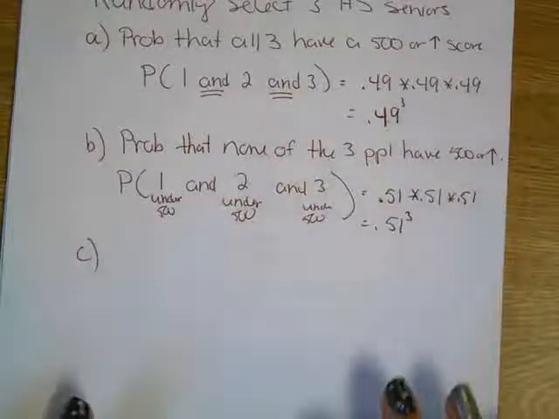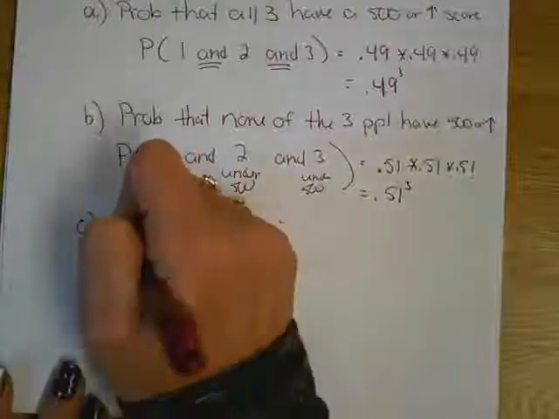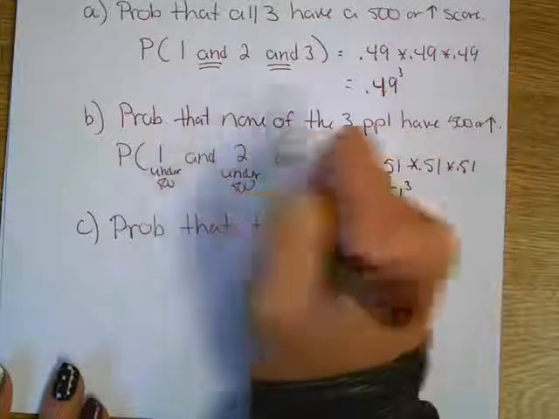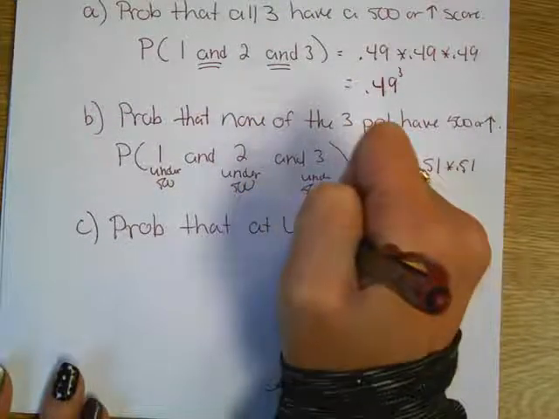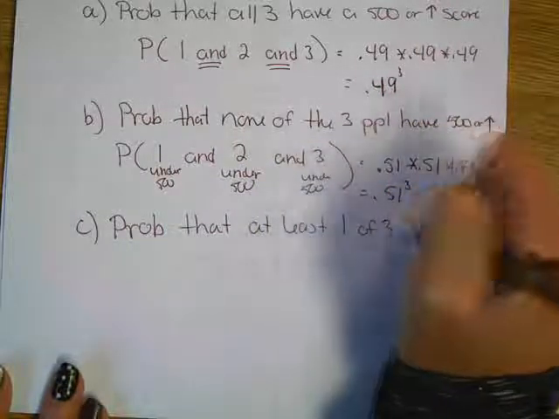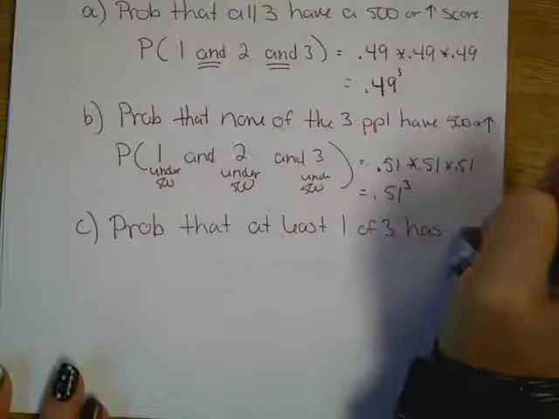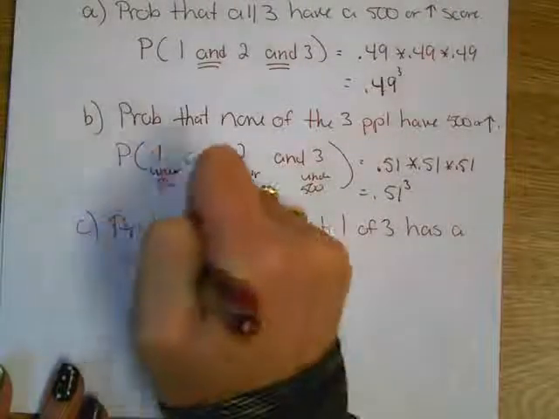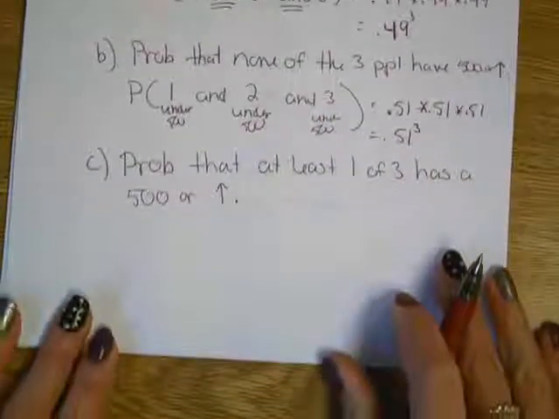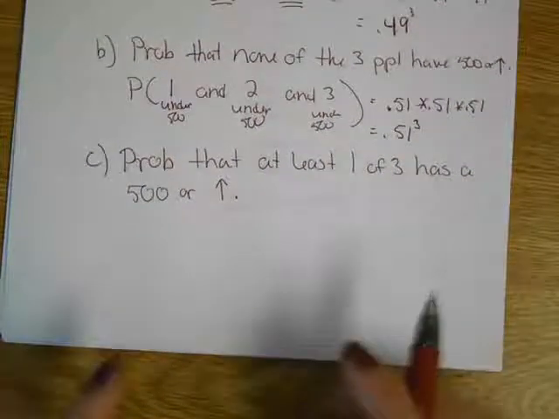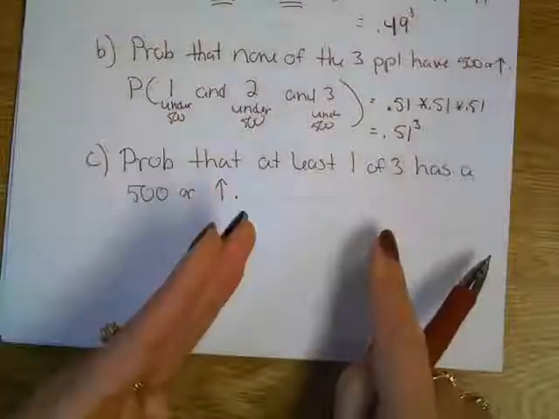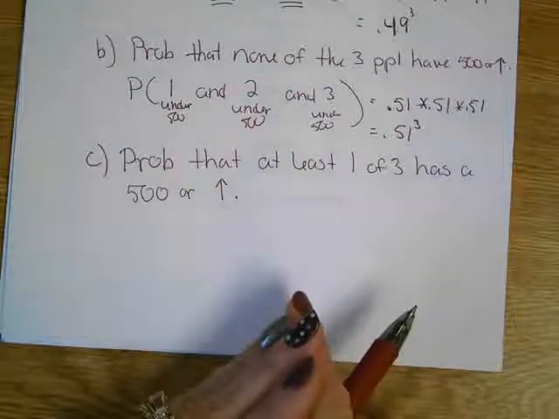All right, and then the last one that tends to get confusing. What's the probability that at least one of the 3 has a 500 or higher score? Okay, at least one means I am looking for either one person or 2 people or 3 people. That's a big OR situation. There's a lot of probabilities to do there.